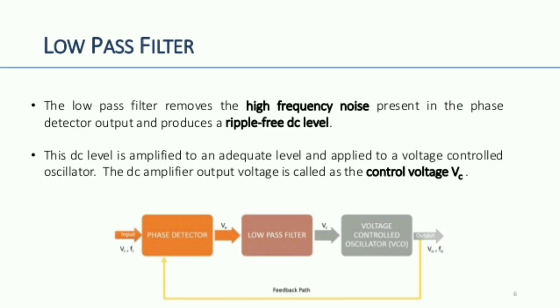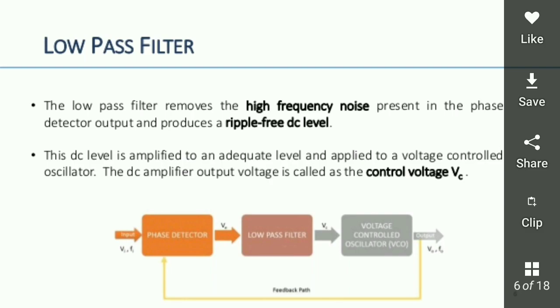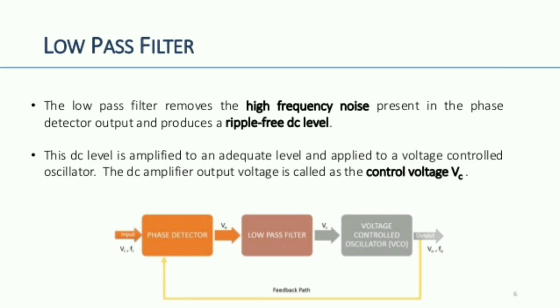These low pass filters remove the high frequency noise present in the phase detector output, and produce a ripple free DC level. High frequency noise is completely eliminated, and a ripple free output is produced from this low pass filter. Okay, so this DC level is once again amplified to an adequate level, and it is applied to the voltage controlled oscillator. So the output of this low pass filter is applied to the voltage controlled oscillator.